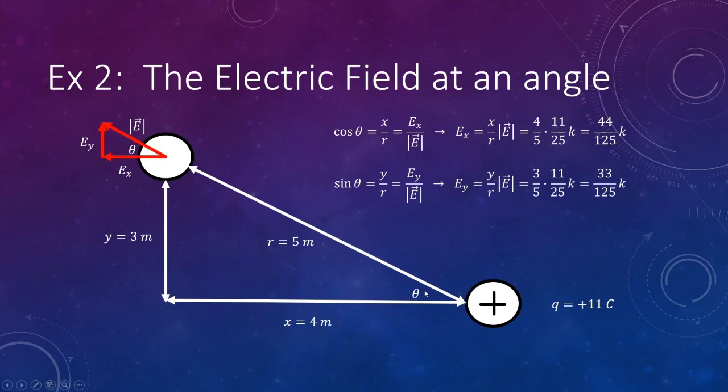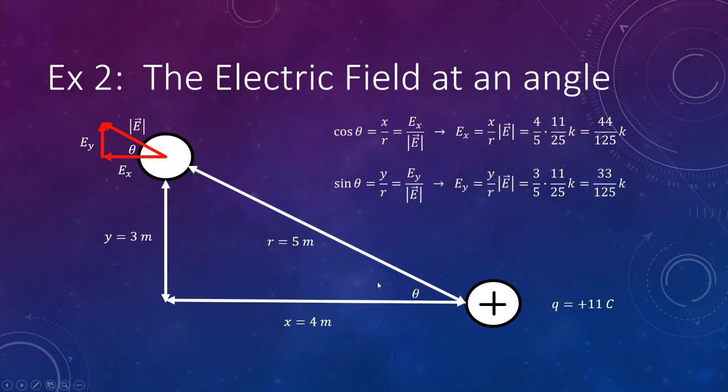So when we look at our trig ratios, this angle is the exact same as this angle, so that means their sine and cosines are going to have the same value. And so we can use our sines and cosines to get the x and y components of the field. So first let's look at our x component.